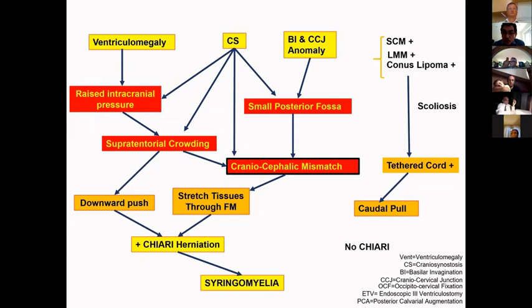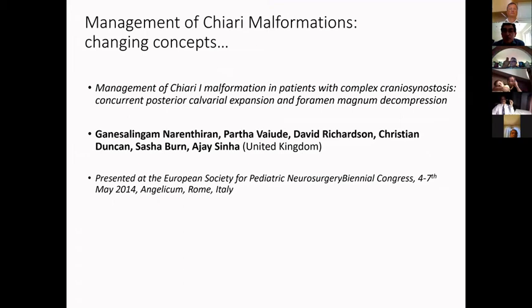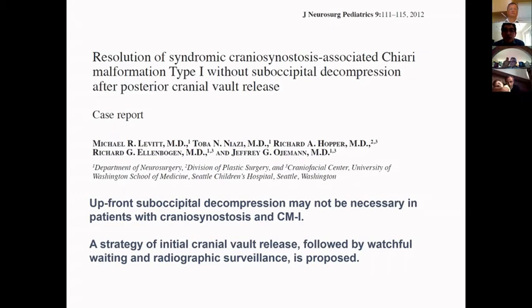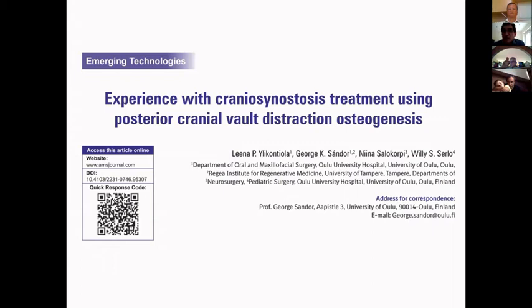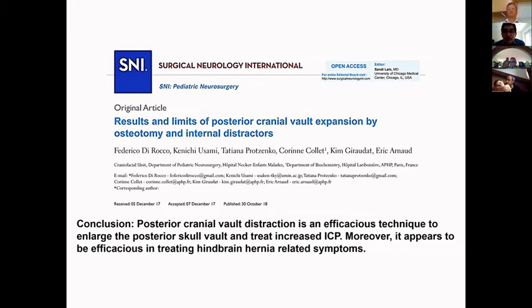So this was our identification of the multiple pathologies involved in Chiari and syringomyelia, and we decided therefore to start looking at changing concepts. They were already beginning to appear. We of course changed our concept way back in 2003, but others started operating and saying, well, if you, for example, have craniocephalic mismatch, don't bother to do a foramen magnum decompression. Just treatment for the craniosynostosis will reverse the Chiari. A larger paper coming out from Finland supported our posterior cranial vault distraction surgery with similar results. Another one from Paris suggested that posterior cranial vault distraction is an efficacious technique to enlarge the posterior skull vault. And a number of other papers, and you'll find them in the literature.